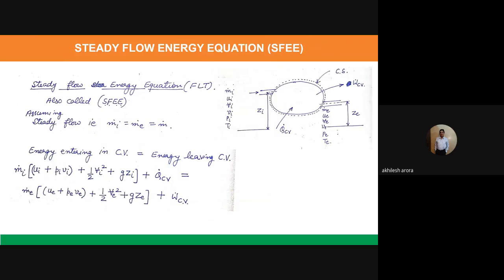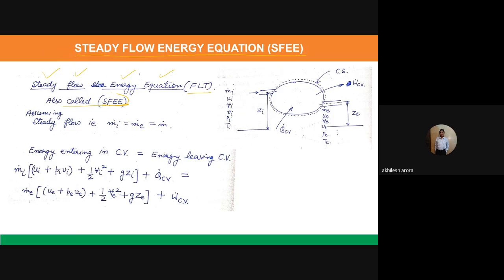So that means, first of all, what is this first law of thermodynamics known for a control volume? It is actually known as steady flow energy equation. Steady flow energy equation represents the first law of thermodynamics application to the control volume or an open system. So let us see steady flow energy equation, also called SFEE.